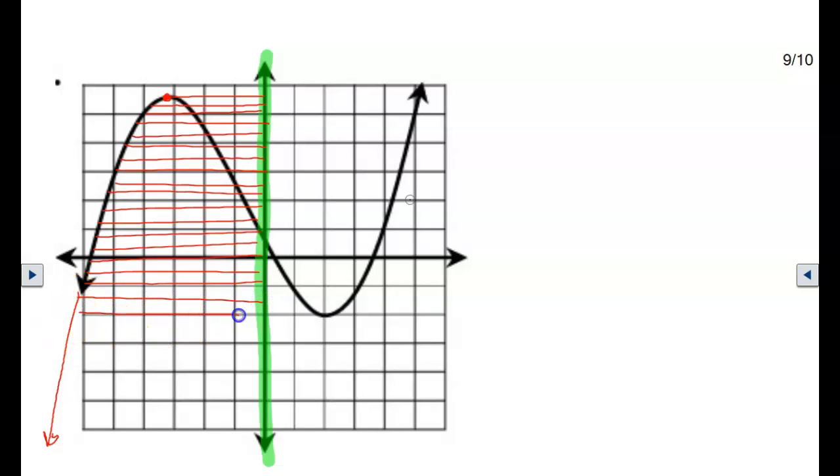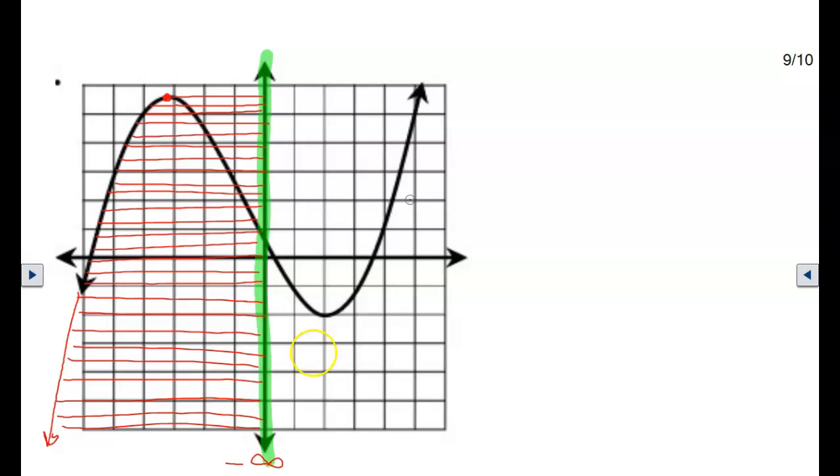So even though I kind of reach the end of the line there, it's not really the end. I have to picture that keeps going. So how long will I keep going down? Well, because of the arrow, forever. So negative infinity is going to be a part of this range.